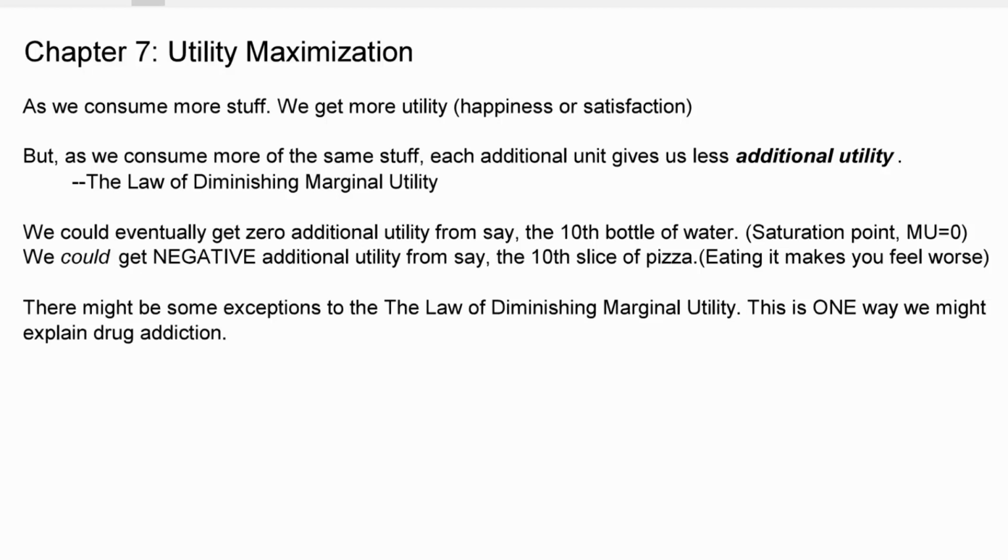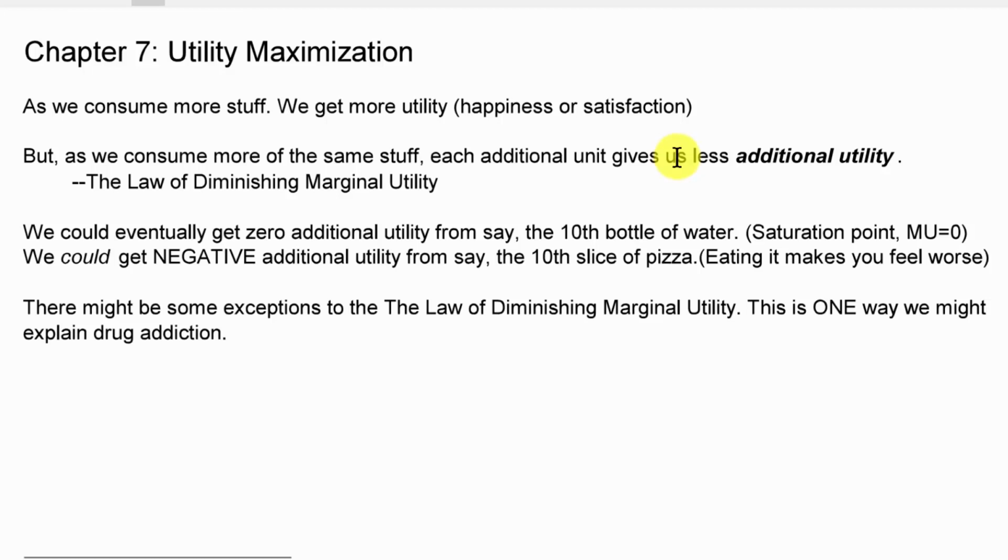So how do people use their money, their limited resource of money, or other things like time, in order to maximize their happiness? Well, the idea of utility is basically that as we consume more stuff, we get more utility. And utility is just what we call happiness or satisfaction.